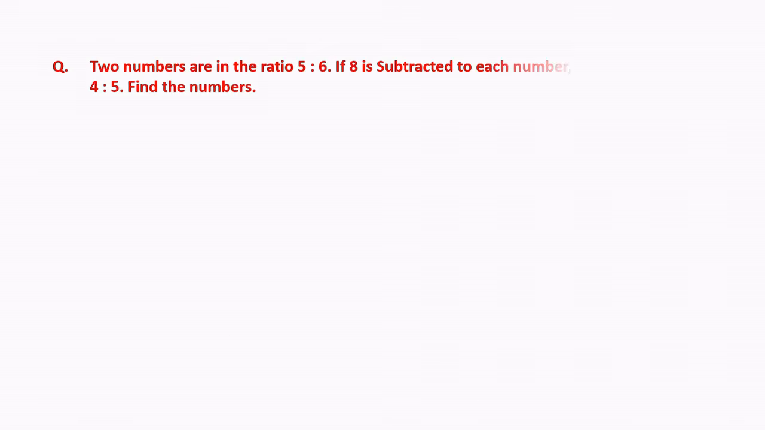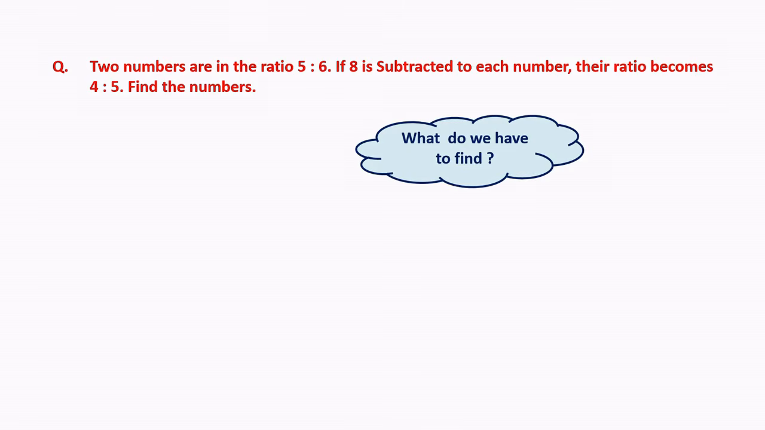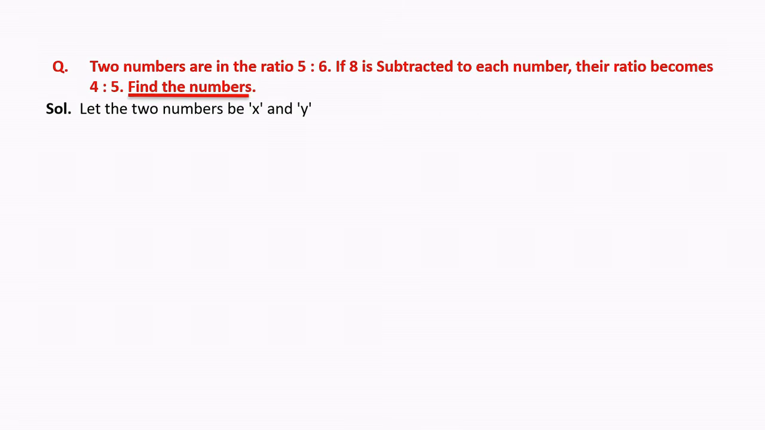Let us read the question carefully. Two numbers are in the ratio 5:6. If 8 is subtracted from each number, their ratio becomes 4:5. We need to find the numbers. First, let us assume the two numbers as x and y.